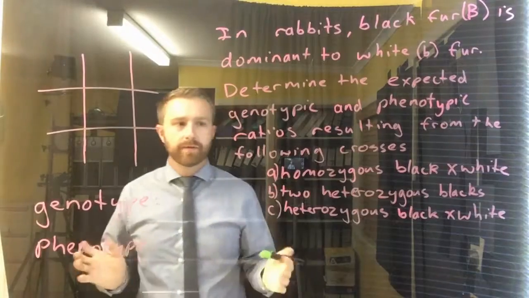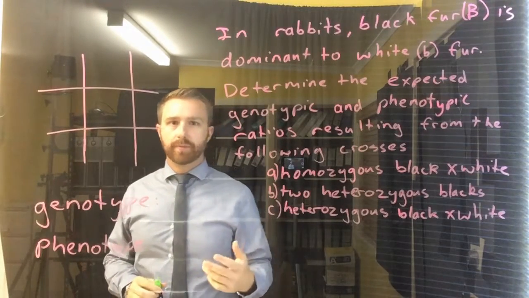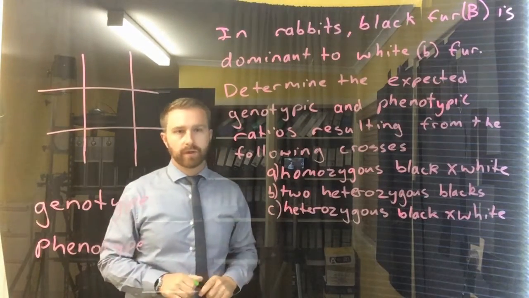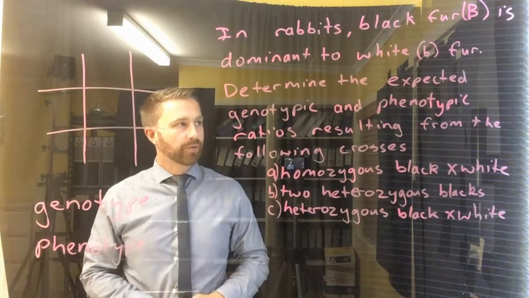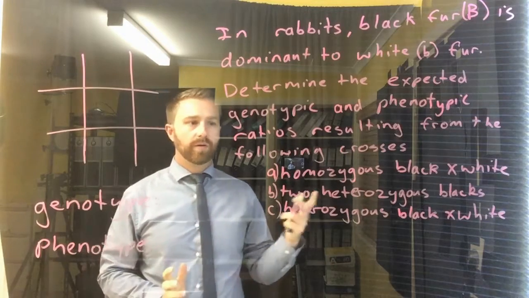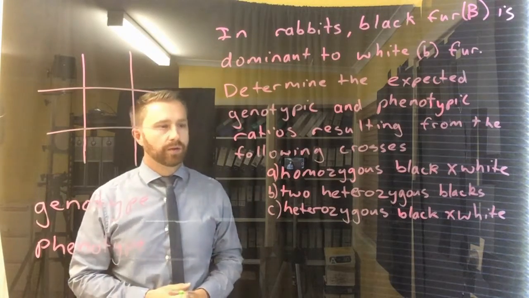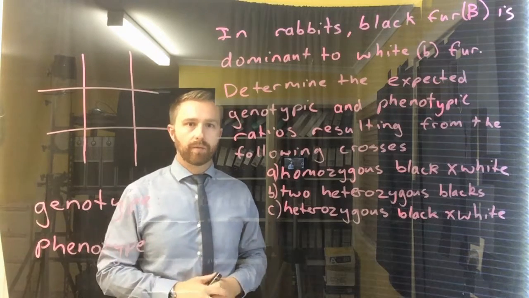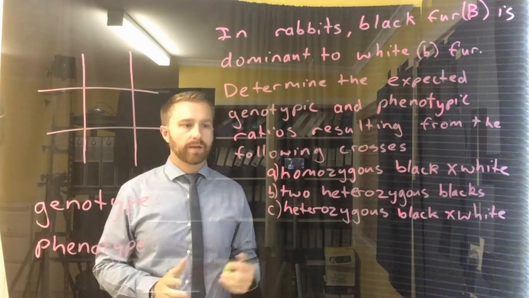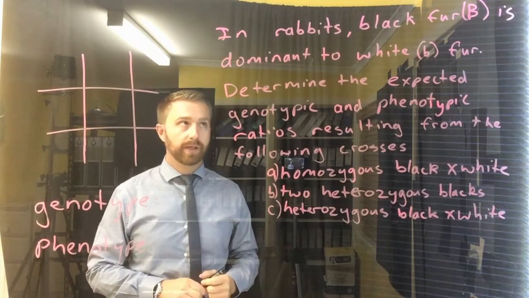Alright, so today we're going to look at how we solve genetic problems using Punnett squares. So I've got here a question you can see in your classwork or possibly in an exam, a kind of question which looks at these simple Punnett square questions which have to do with Mendel and his discoveries from his experiments with pea plants.